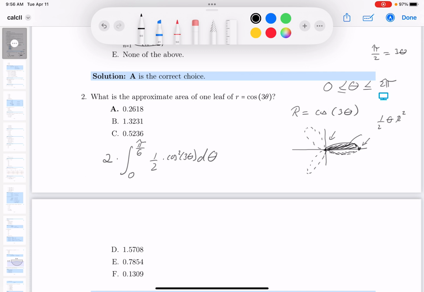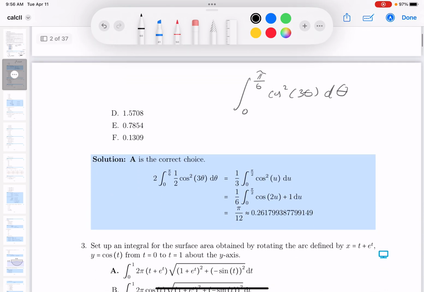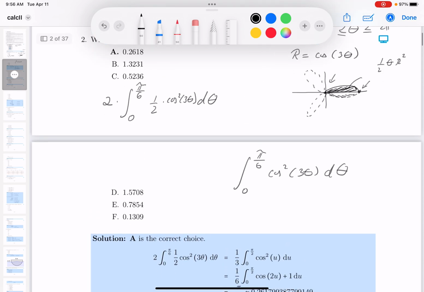So what do you have to do? You have to integrate from 0 to pi over 6 of cosine squared 3 theta d theta. Now, before I talk about how to integrate that, if they want an approximate answer and they're letting me use a calculator for this one, you could actually just plug this in a calculator. I will post a Sage video later, and I'll put in the notes where you'll see me doing this in Sage. But I want to claim that you don't really need to use Sage to do this. You could actually compute the exact answer.